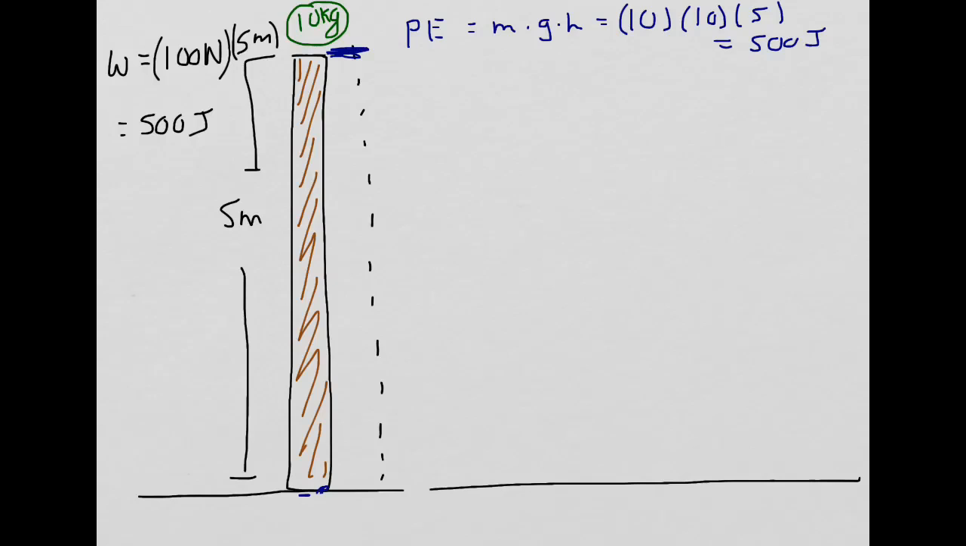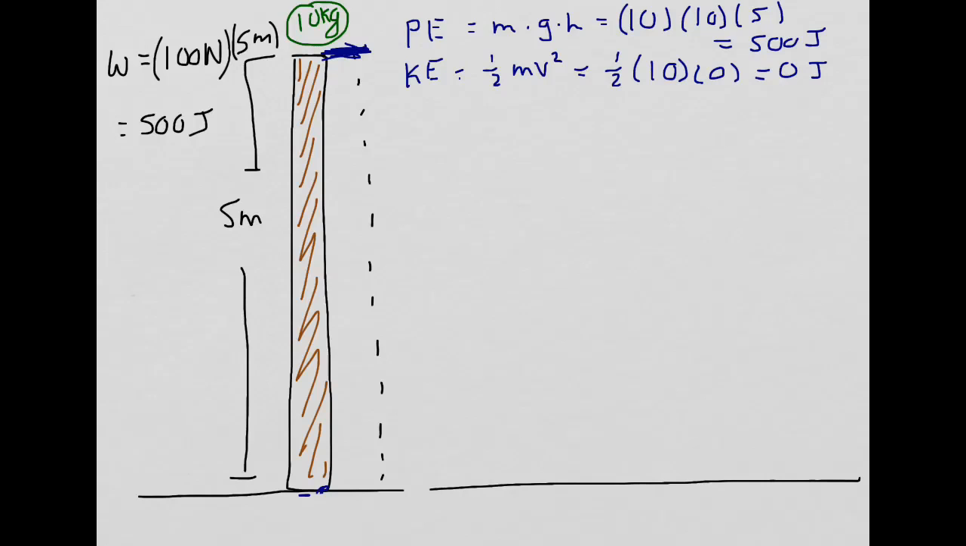What about if we look at the kinetic energy of the ball at this point? So kinetic energy is equal to 1/2 mv squared. So the mass of the ball is again 10 kilograms. And the velocity of the ball right before it's dropped is 0. Okay? So that means the kinetic energy at this point here is 0 joules.